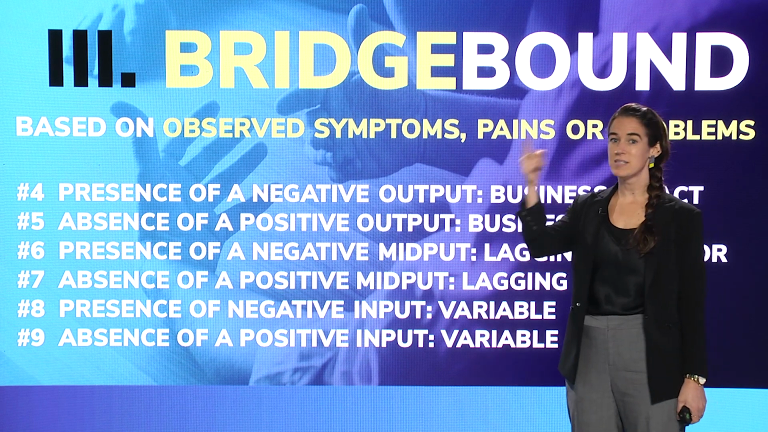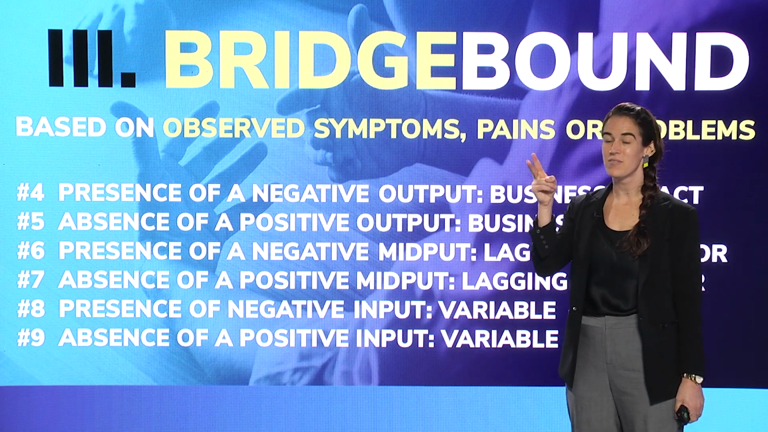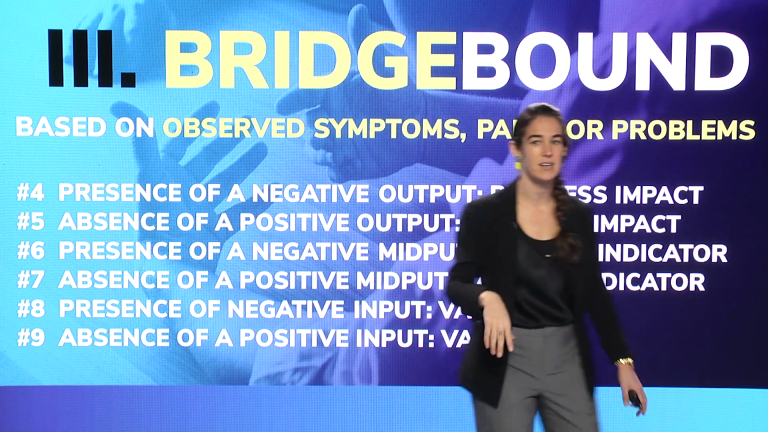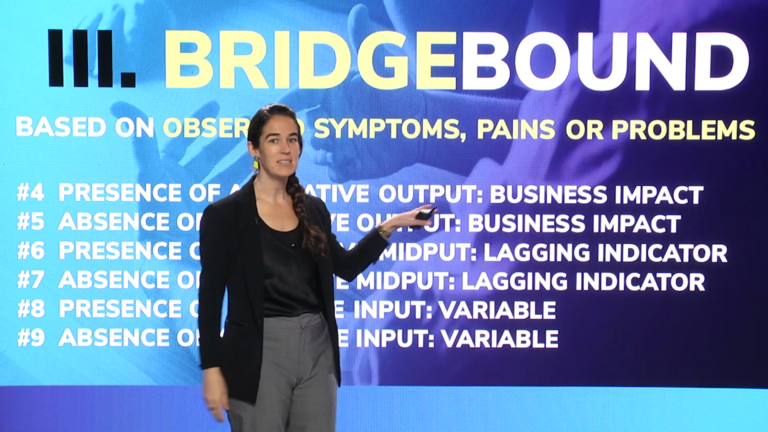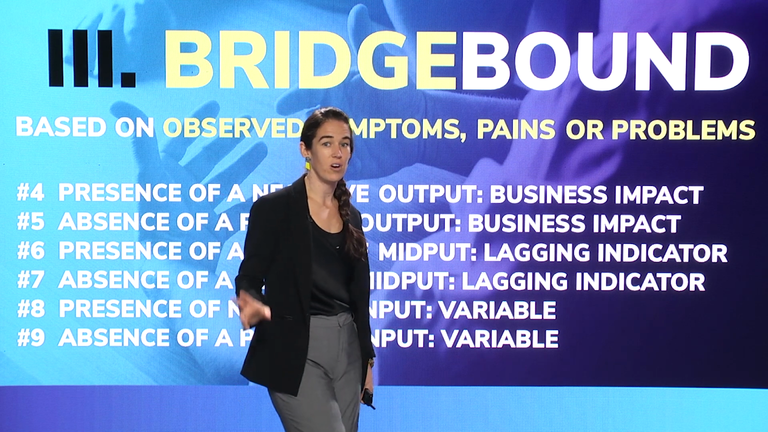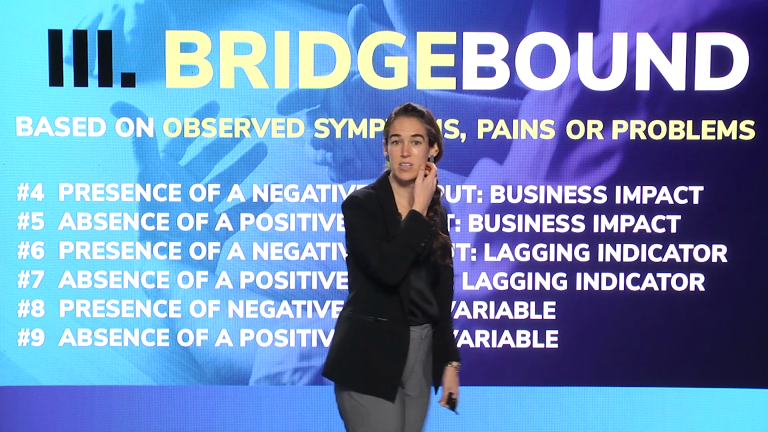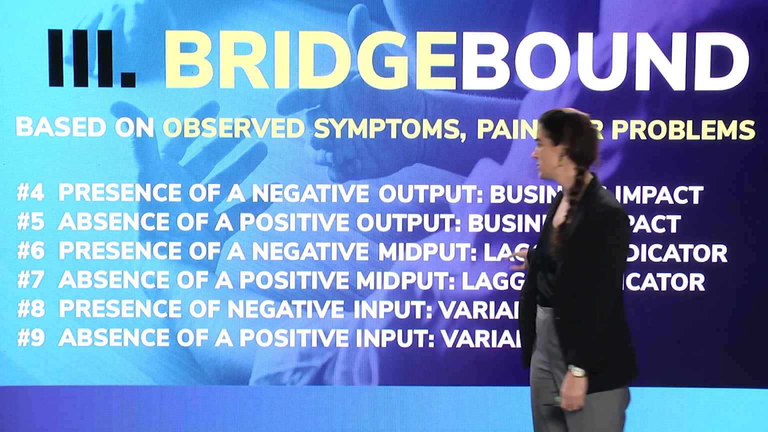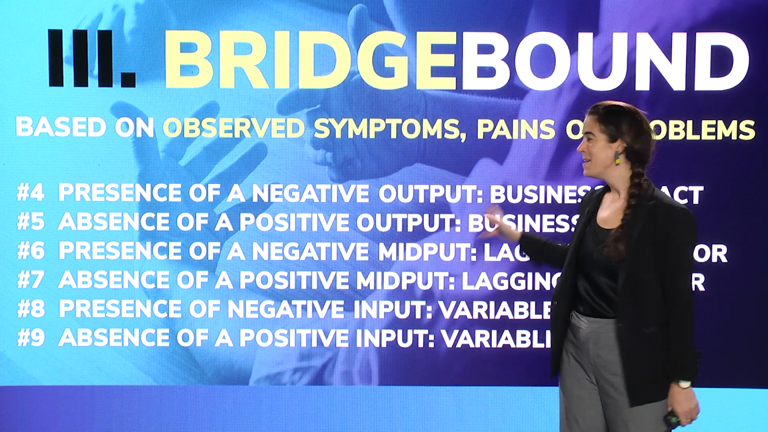It's presence of a negative and absence of a positive in all case scenarios, and therefore business impact, lagging indicator, and presence of a negative for variables and inputs on the back end. So these, for instance, within sales training, and then I'll move on.